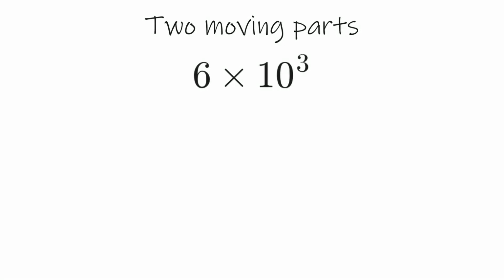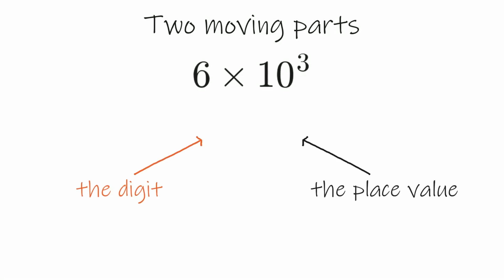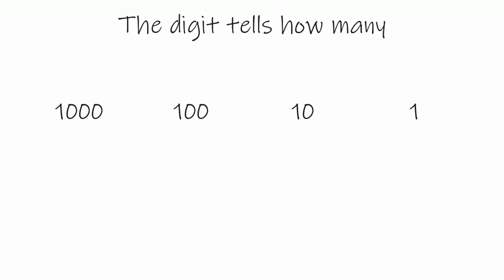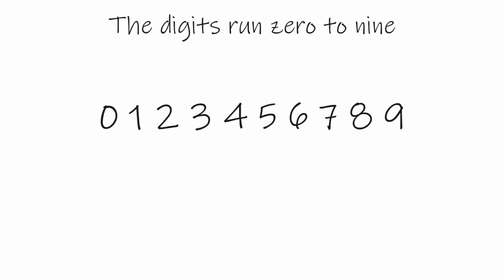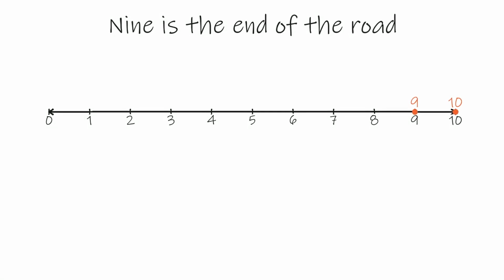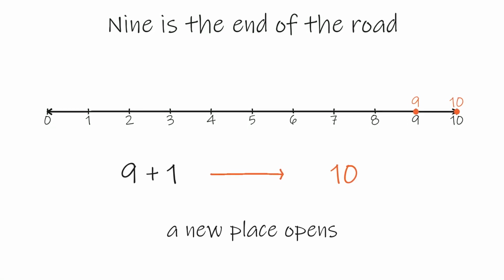6 times 10 cubed plus 0 times 10 squared plus 8 tens plus 3. So you've got 2 moving parts. A digit and a place value. The digit tells how many. The place value multiplies by 10 leftward. The digits you get run from 0 to 9. That's 10 symbols. 9 is the end of the road. Add 1, open the next place.